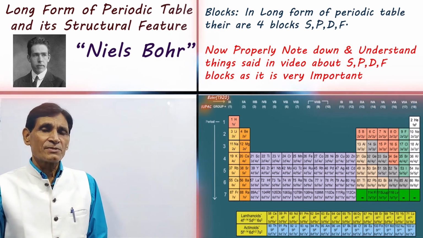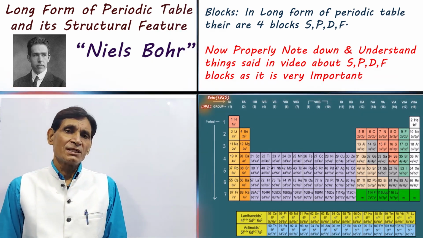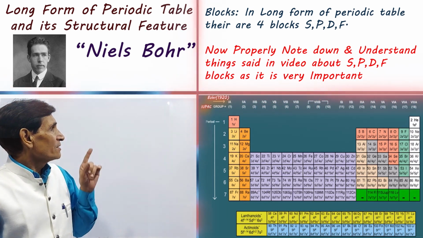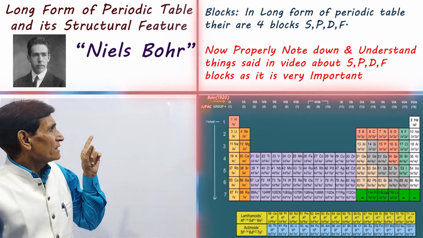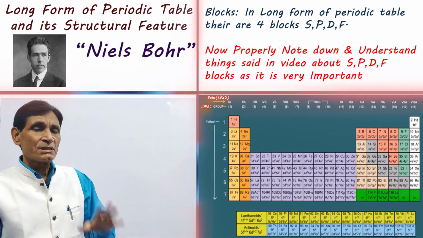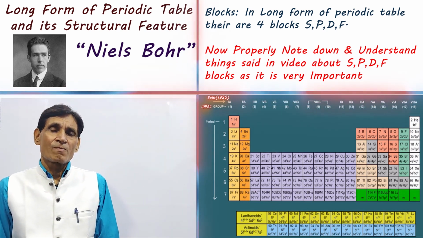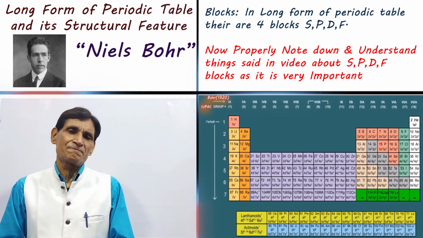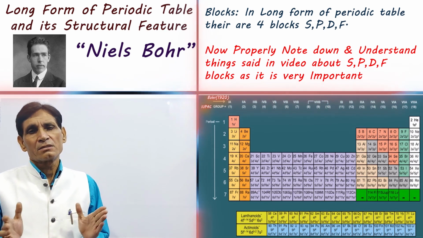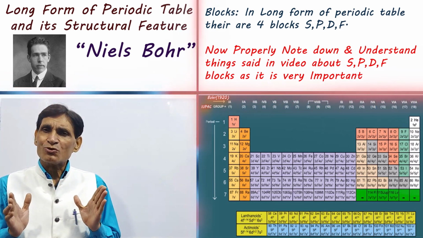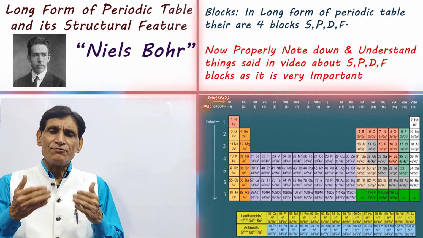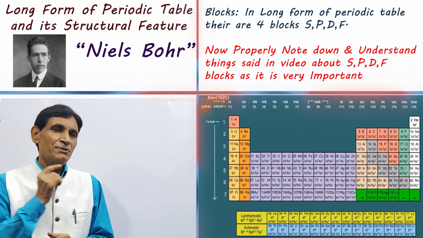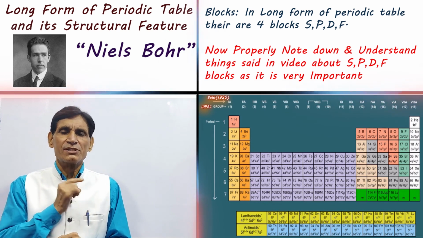Next, number 2, p block elements. P block elements contain groups 13 to 18. Group 13 to 18 elements are called p block elements. Why are they called so? Because when you are filling electrons in the shells, the last electron enters the p subshell or p orbital of the p subshell.